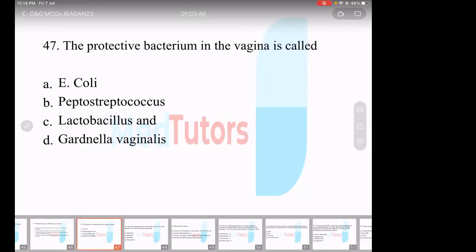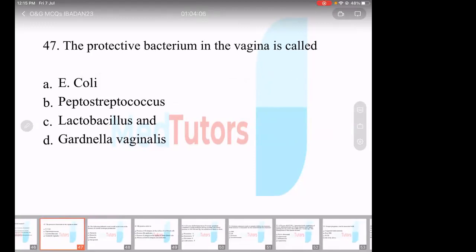Question 47. The protective bacterium in the vagina is called A, E. coli, B, Peptostreptococcus, C, Lactobacillus, and D, Gardnerella vaginalis. Of course, the protective bacterium of the vagina is Lactobacillus.